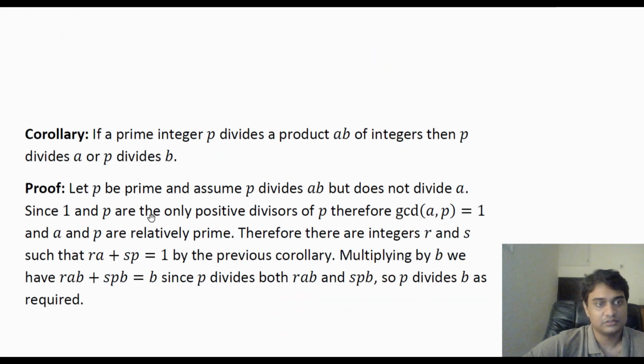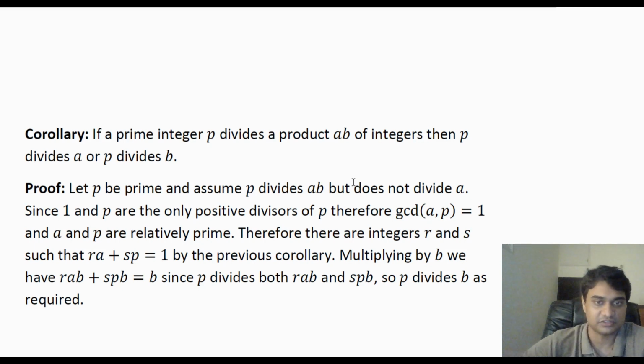And another corollary: if a prime integer p divides a product ab of integers, so we are talking about a prime number p, which divides the product a and b of integers, then either p divides a or p divides b. One of these things is true. p has to divide a or p has to divide b.